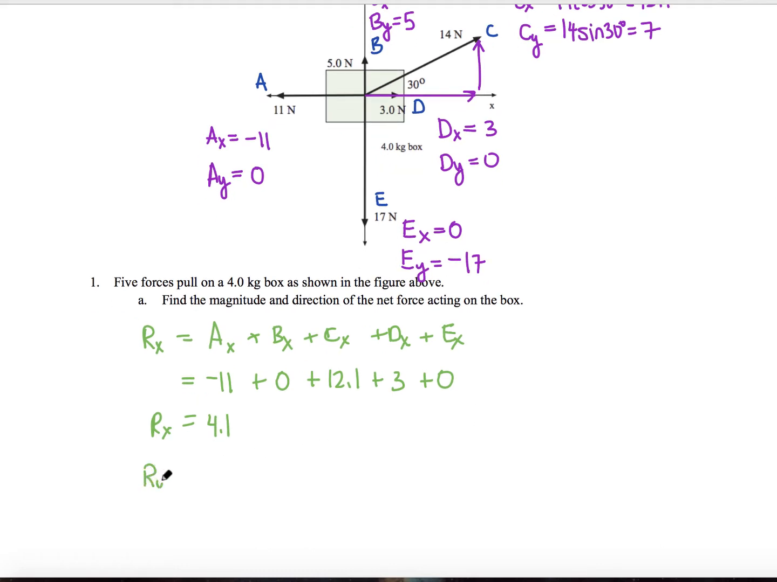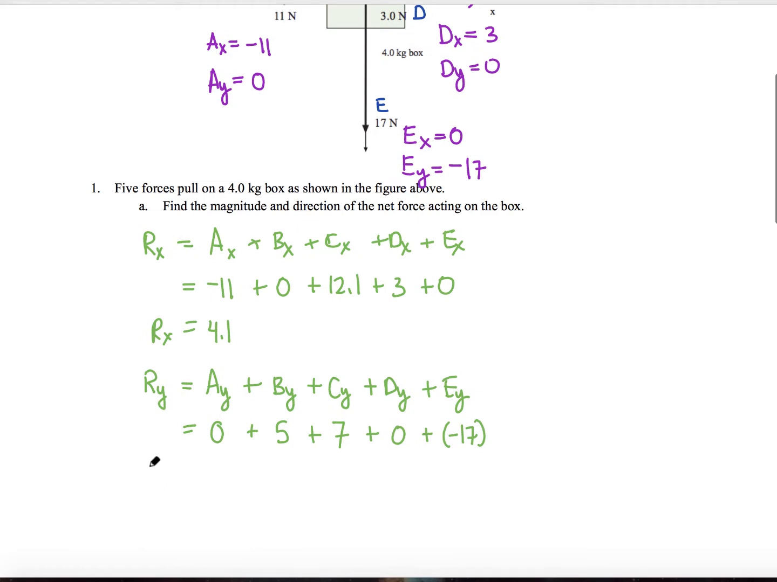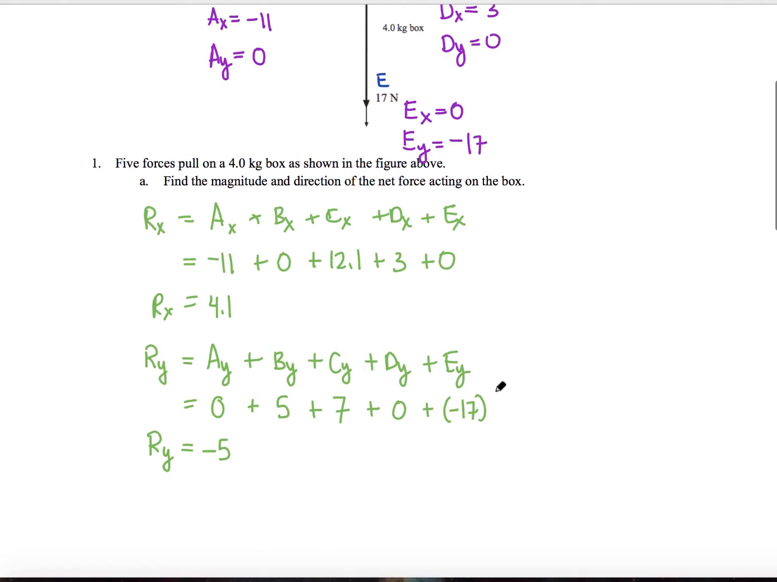Then for the y direction, we're going to do the same thing but with the y components. AY plus BY plus CY plus DY plus EY. Lots of y's. My y component for A is 0. For B, it's positive 5. For C, positive 7. For D, 0. And for E, negative 17. So my y component for my overall vector is negative 5. And so these are the two components for my resultant vector.